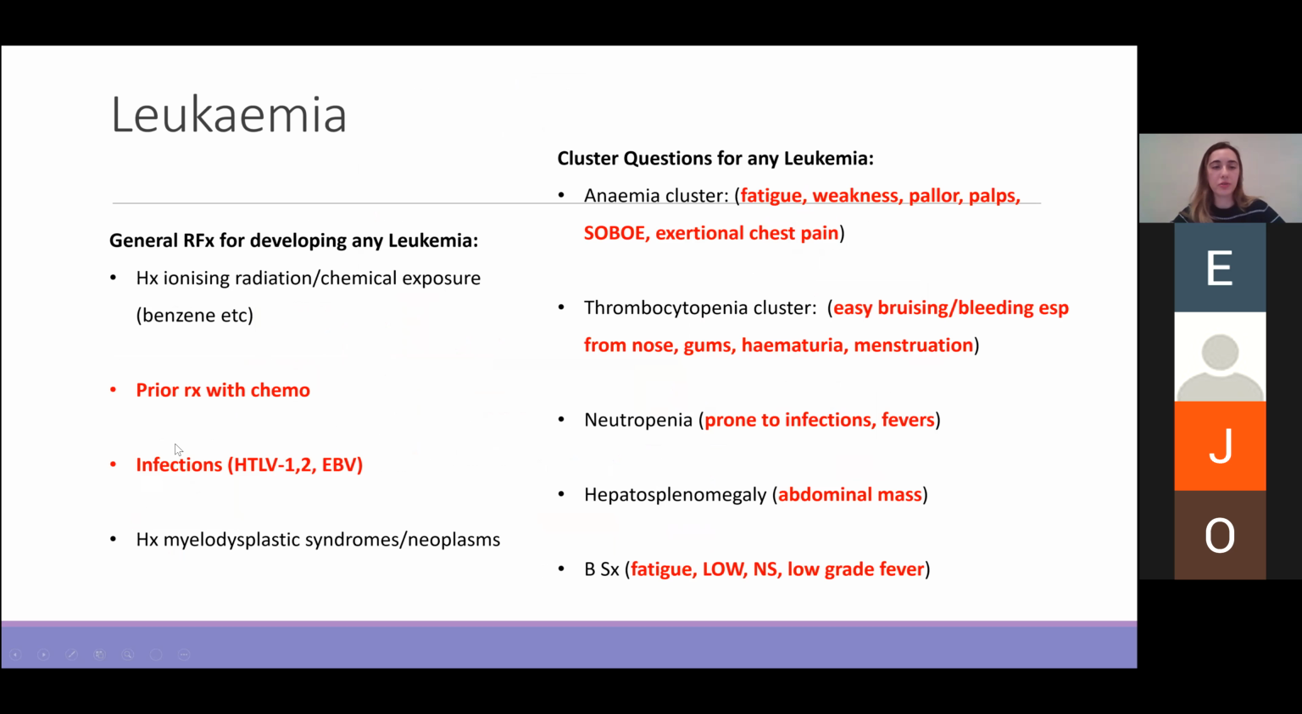That can predispose you to it, as well as infections. And then some cluster questions. It's really quite easy if you just think of the cell lines that are affected.